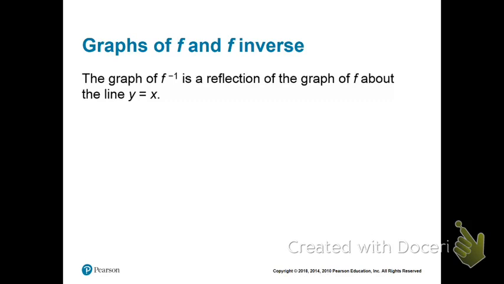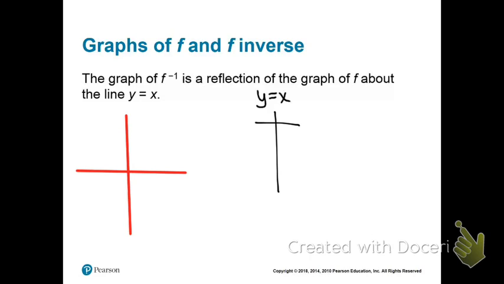Okay, then the graph of the inverse of f is a reflection of the graph of f about the line y equals x. So the line y equals x, remember it's going to be the line where all of my y's are equal to all my x's. So if we use our x's, -2 to +2, then that means if y is equal to x, when x is -2, y is -2. When x is -1, y is -1. When x is 0, y is 0, and so forth.